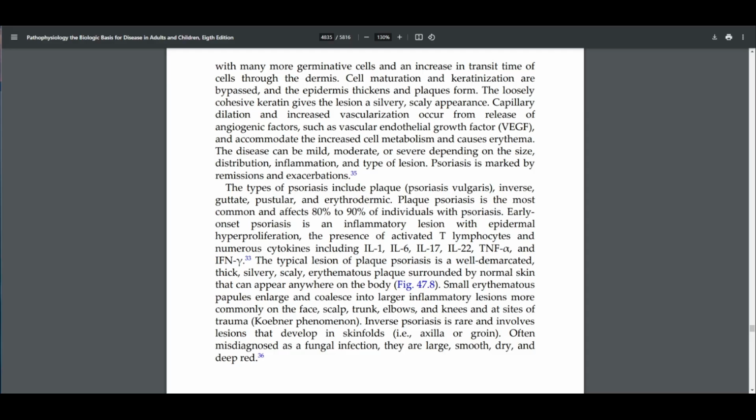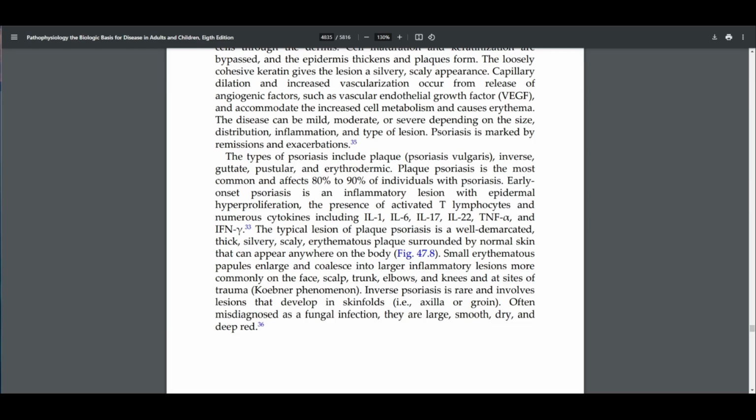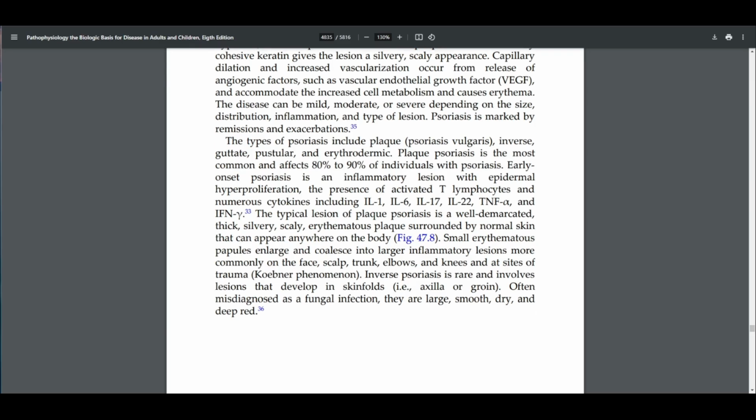Capillary dilation and increased vascularization occur from release of angiogenic factors, such as vascular endothelial growth factor, and accommodate the increased cell metabolism and cause erythema. The disease can be mild, moderate, or severe depending on the size, distribution, inflammation, and type of lesion. Psoriasis is marked by remissions and exacerbations. The types of psoriasis include plaque, inverse, guttate, pustular, and erythrodermic. Plaque psoriasis is the most common and affects 80 to 90% of individuals with psoriasis.